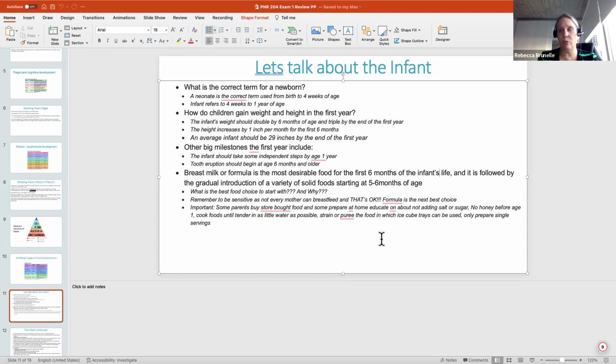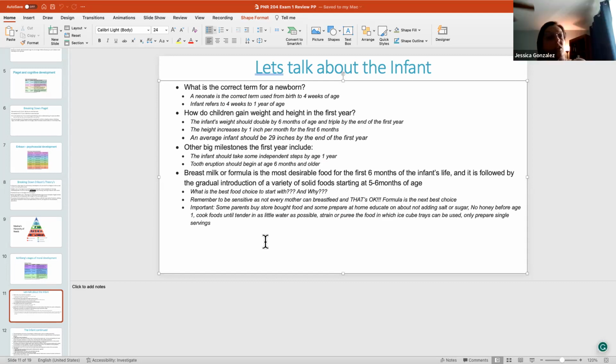And then what's the first food that we start with? Rice cereal. And it has a very low allergy profile. And then how often do we introduce new foods? How many days apart? 4 to 7. Yeah. And then at what age do we think kids should be feeding themselves? Like you could give them food and they can feed themselves.